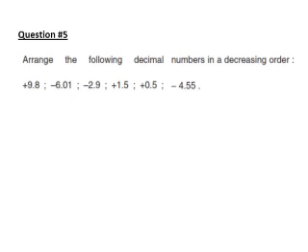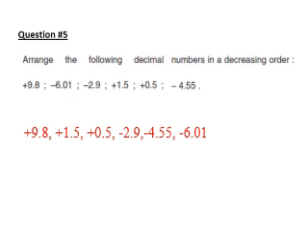So in question number 5, we need to arrange the following decimal numbers in decreasing order from the biggest to the smallest. So the biggest number definitely is going to be a positive number. Among the positive numbers, plus 9.8 is the biggest, then plus 1.5, plus 0.5. Then when it comes to the negative numbers, minus 2.9 is bigger than minus 4.55, and minus 4.55 is bigger than minus 6.01.